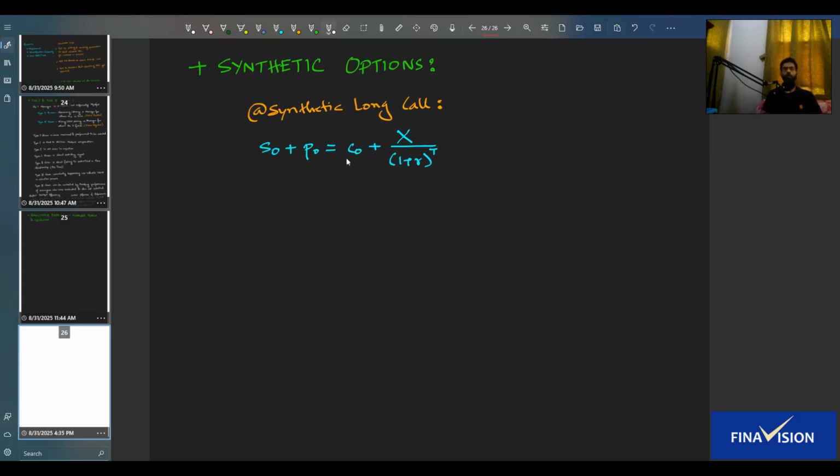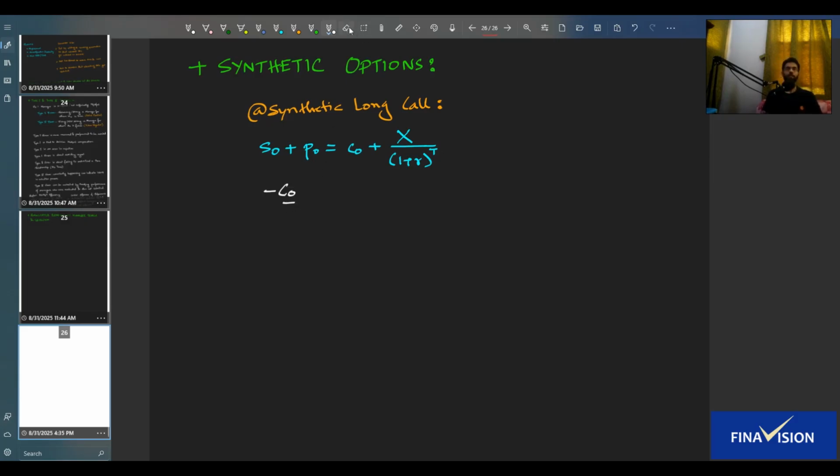Now from this, if we have to rearrange the equation to find out the synthetic combination which gives us a long call, what do we need to do? We need to separate out minus C0 because that represents a long call cash flow. When you buy a call, you pay the premium, which means minus the premium of the call, which is C0.